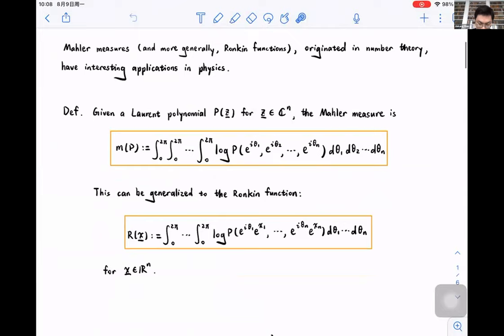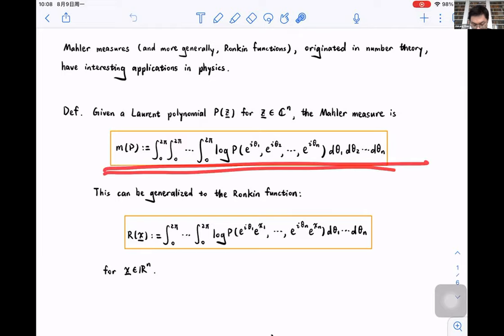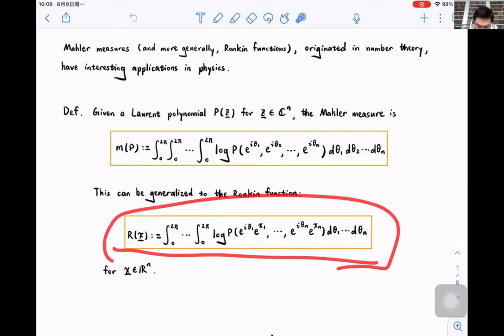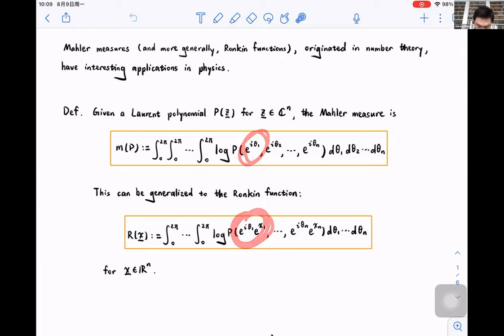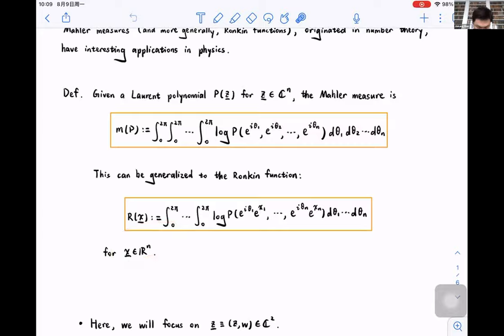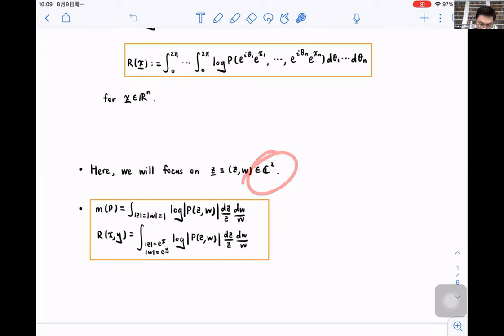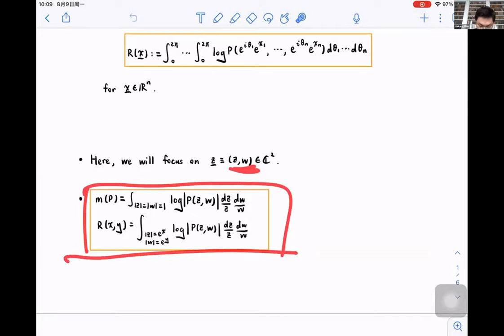Given the Laurent polynomial P, the Mahler measure is defined like this as an integral. And it can be generalized to the Ronkin function like this. We just replace this e to the i theta with e to the i theta multiplied by e to the power x, where x are just some real numbers. Here we'll focus on C^2. We'll denote the coordinates z and w. And equivalently, we can write the two integrals like this.